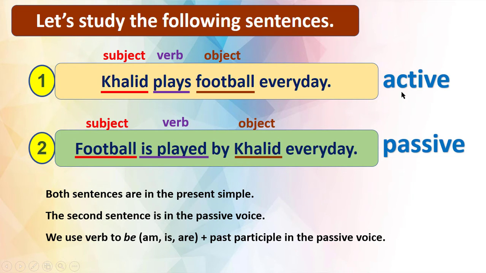So to change a sentence from active into passive, we use verb to be, am, is, are, according to the subject. If it is singular, we use is. If it is plural, we use are. Then after that, plus past participle. Past participle, تصريف الثالث, in the passive voice.